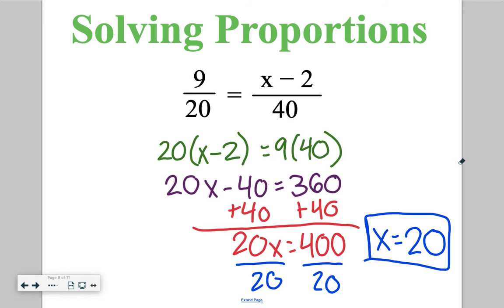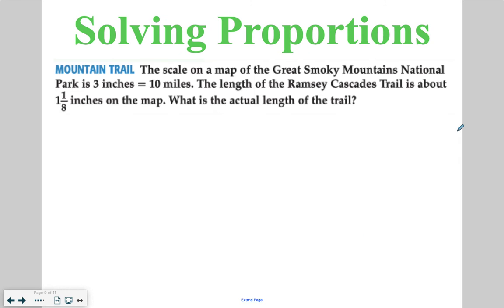Using that cross product, you're going to get 20 times the quantity x minus 2, and then 9 times 40. Use that distributive property, and then add the 40 and divide by 20 to get an answer of 20. Last thing we have here is a couple of word problems.